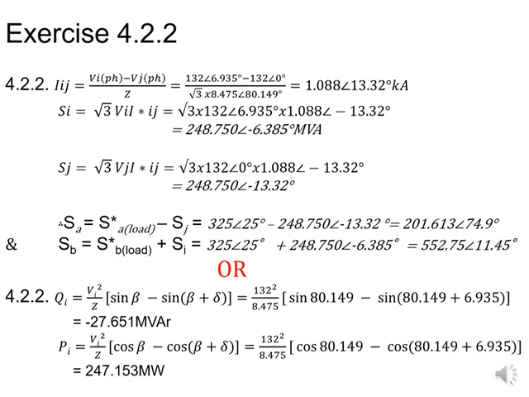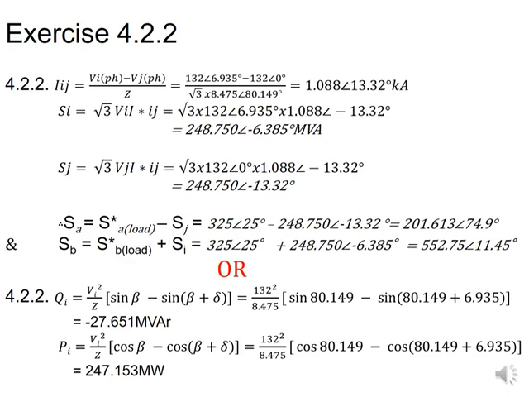I then say my SA is going to be SA load minus SJ. Why is SA now minus SJ? Because remember, they've changed the norm by making B my leading and A my lagging. So make sure you change your formulas according to where the stations are. And my SB will be my SB star load plus my SI.